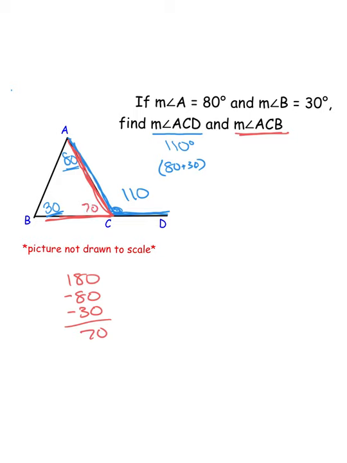The other way that you could have done that problem, once I have that this angle here is 110, these two angles make a straight line, so they also have to add up to 180 degrees, so 180 minus 110 gives me 70.